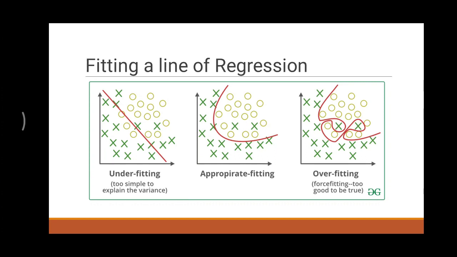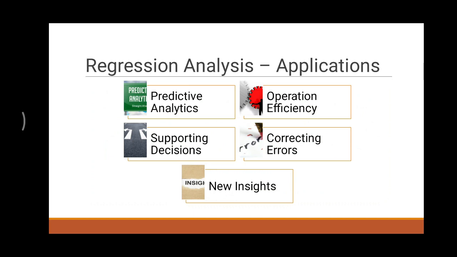The best one is the appropriate fitting, which considers almost all the data points and leaves some of the exceptions, which gives the appropriate answer and outcome, and therefore this type of fitting is preferred while fitting a line of regression. We will talk about the applications of regression analysis.